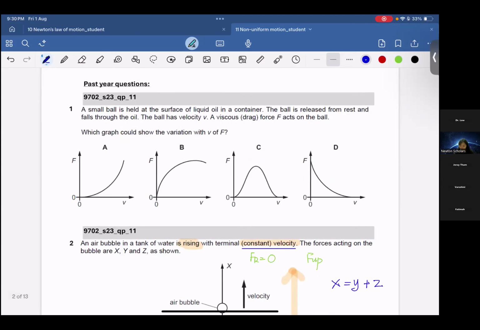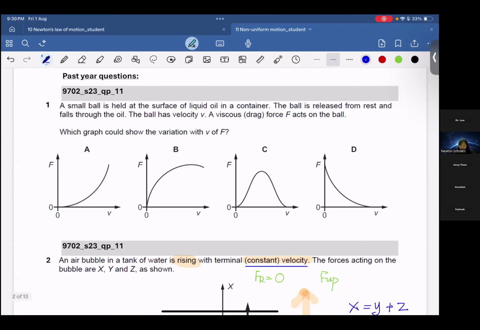Then we go to one more question before we end our lesson. Here, a small ball is held at the surface of the liquid in the container. The ball starts like this, then we release it from rest, u equals 0, and it falls. Highlight the fall. That means the direction is going down. The ball has a velocity. Then the drag force F acts on the ball. So A, B, C, D, which one do you think is the drag force?